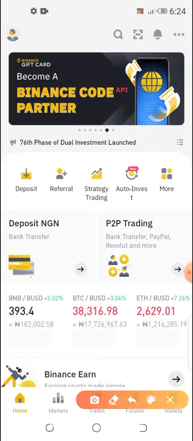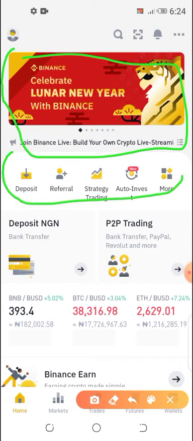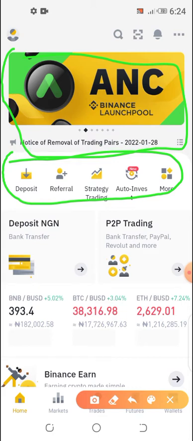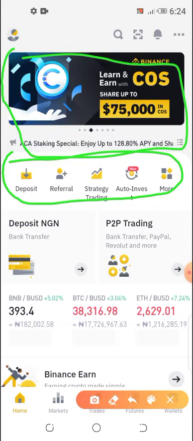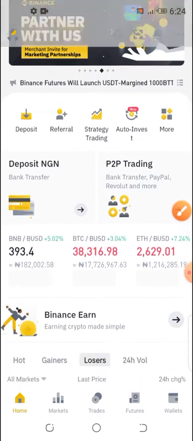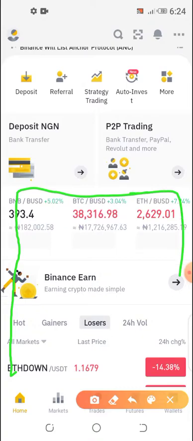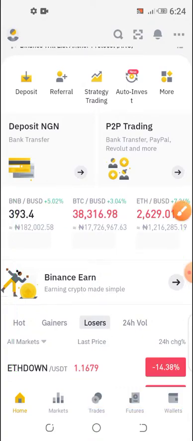At the top here, you have all the announcements as it were. Then the next major column here tells you things you can do within the Binance app. And then you have here what we call the P2P trading. And then from down here, you begin to see the different cryptocurrencies and their prices as well.